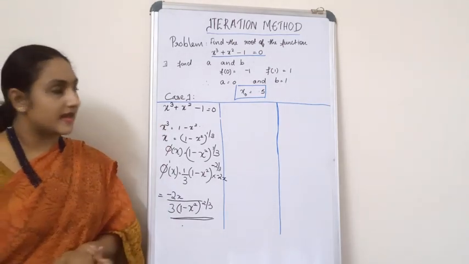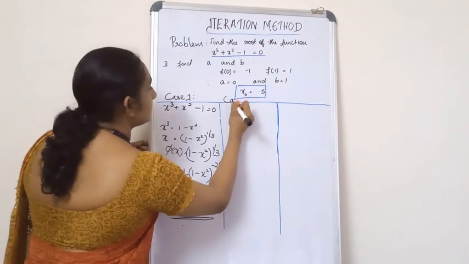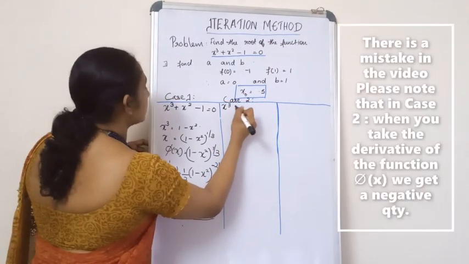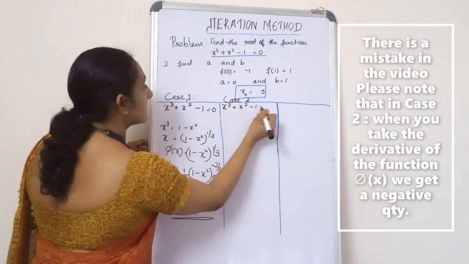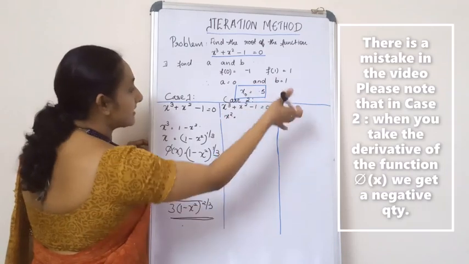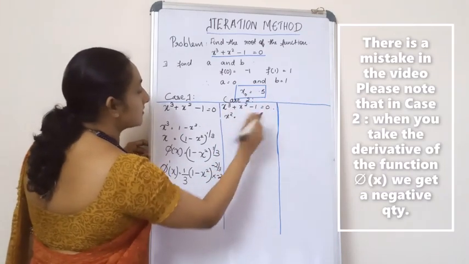Now let's move on to case 2. Again I am going to consider this function, and I am going to keep this x square here and take the other two terms to the other side.